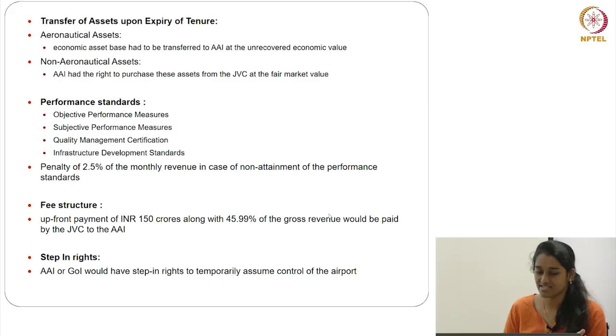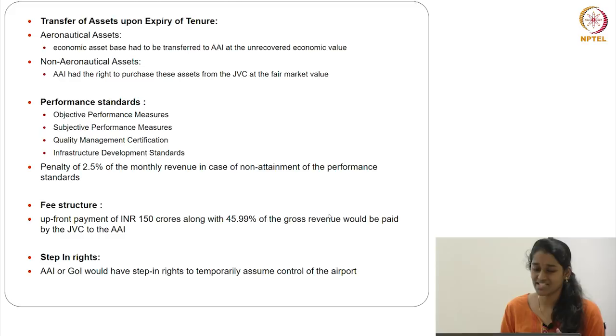In case it is unable to meet those criteria as mentioned before, they should pay a penalty of 2.5 months until it is rectified. And the fee structure was 150 crores initial payment, along with, as mentioned before, the 45.99% revenue share to the AIA, and step in rights in case of any emergency.